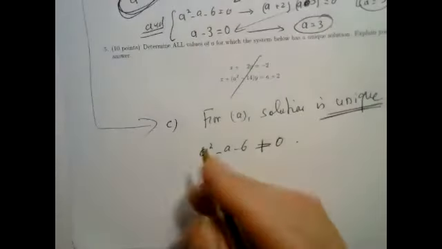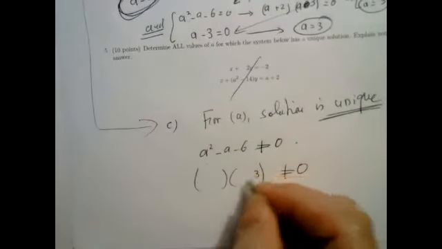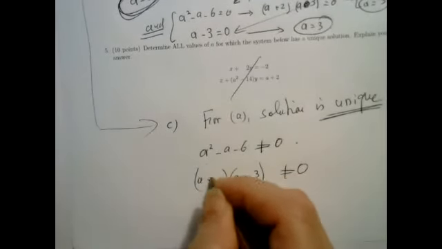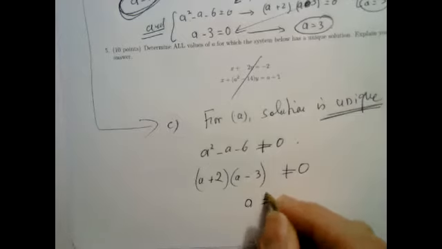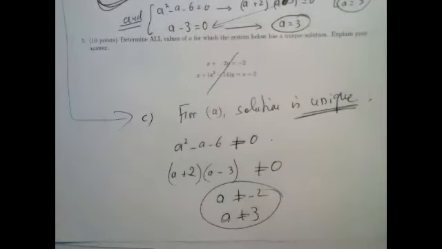So now the problem will be solved. This different from 0, and I already factored it out, means I need a different from -2 and a different from 3. Okay, so that's really the uniqueness criteria.